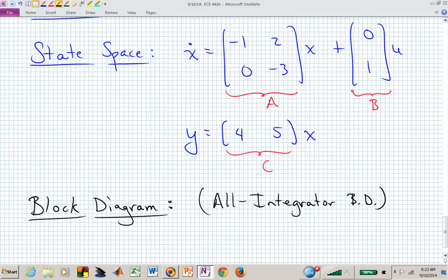It's second order. We have 2 states. We have 2 derivatives on the left. We have an x1 dot and we have an x2 dot. We would like to integrate those to find x1 of t and x2 of t. Instead of an all integrator block diagram, I could say, show me an analog computer representation of this system.